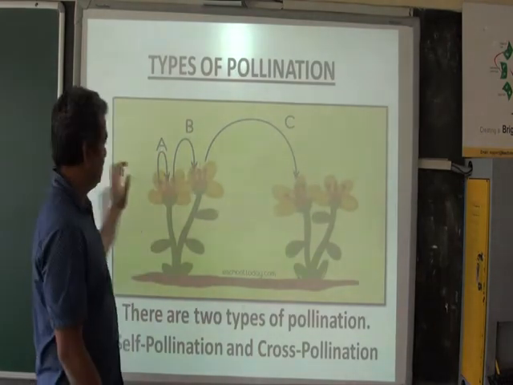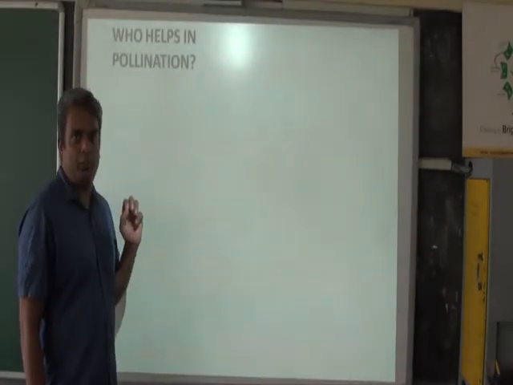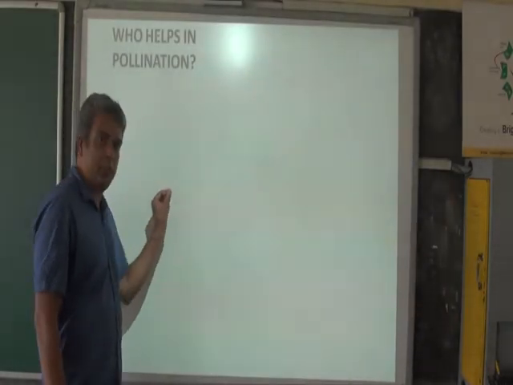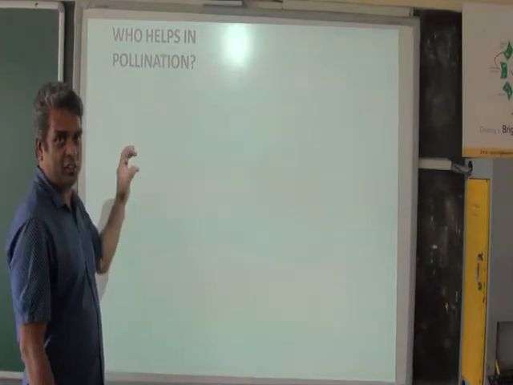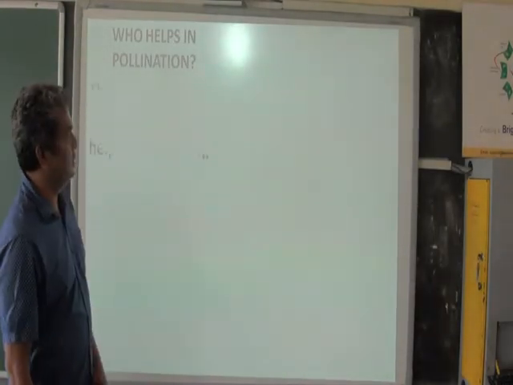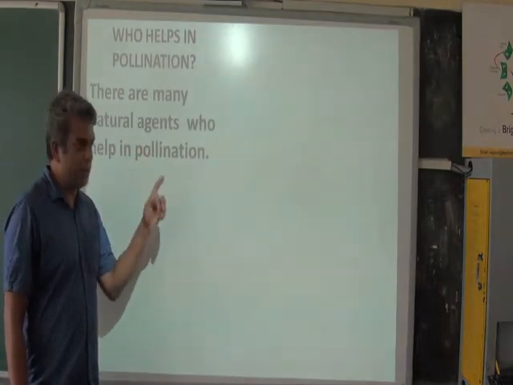Now for that, we go to the next slide. You will see who helps in pollination. The transfer of pollen grains from the anther to the stigma. How does it travel? So we need agents. And who are the agents? You will see there are many natural agents.